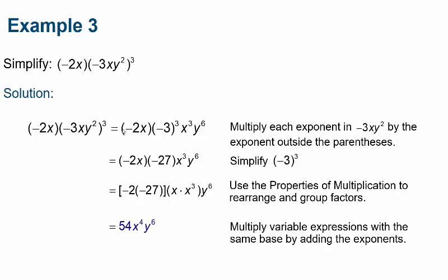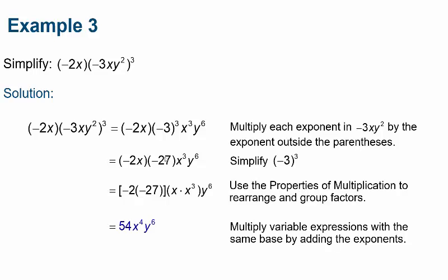I'm going to leave this minus 2 alone for a second. I'm going to have to figure out what minus 3 to the 3rd power is. x to the 3rd power I can just write as x cubed. And y squared to the 3rd power, 2 times 3 gets me this 6 here. So I have to simplify what minus 3 cubed equals. Well, minus 3 times minus 3 is positive 9. Positive 9 times minus 3 gets me minus 27.